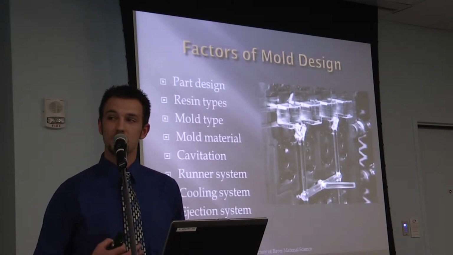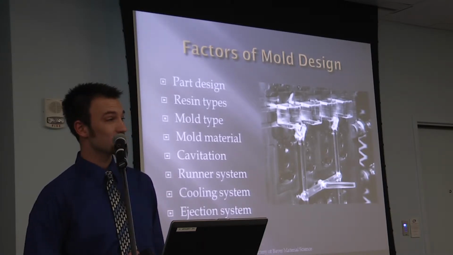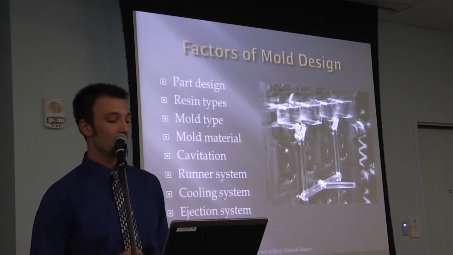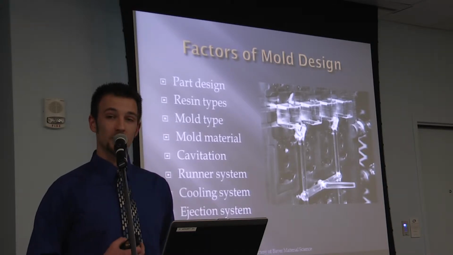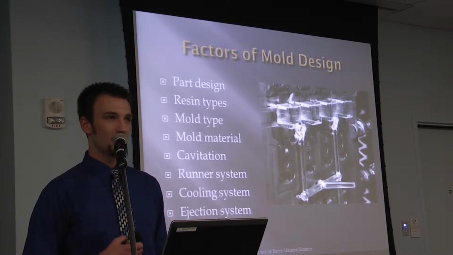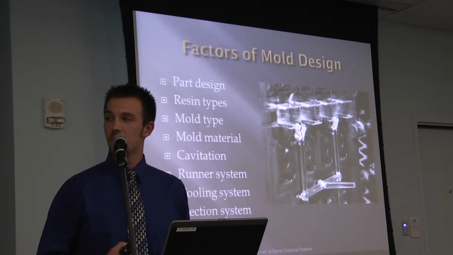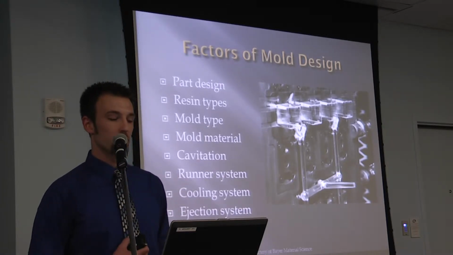After this is the resin types. This can be anything from an ABS material, which is used in plating applications, to a glass-filled polymer. And depending on the mold type as well as mold material, this can impact the part design. Quite often, a tool steel is used on more abrasive materials as well as larger batch runs.